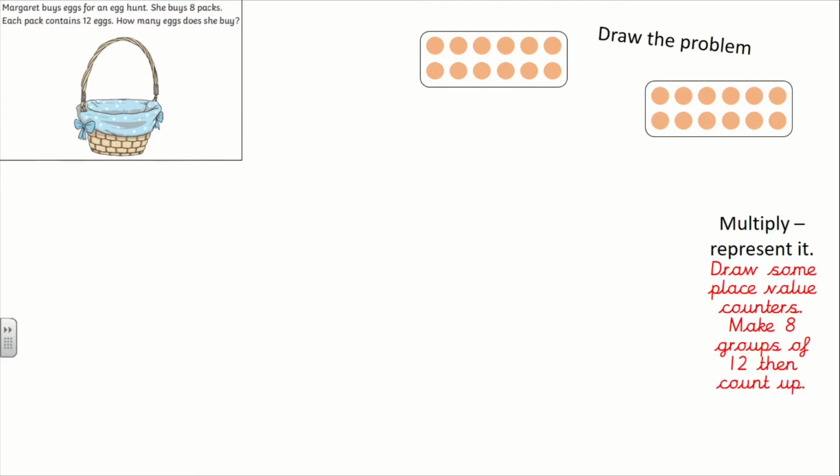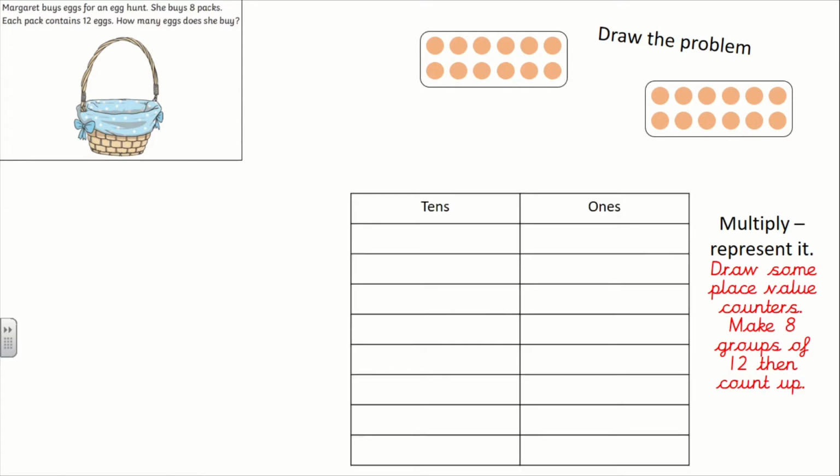For strategy 2, we're going to represent a multiplication using place value counters. So I'll draw a table with 8 rows and then draw a 10 and 2 ones in each row and count up the 10s and 1s until I had my answer. It takes a little bit longer, but it'll help you to use your place value counters.